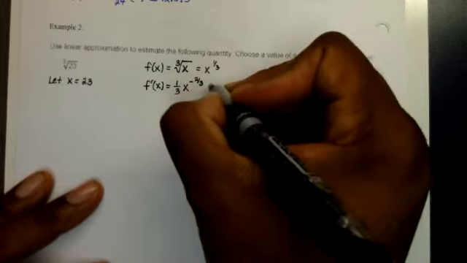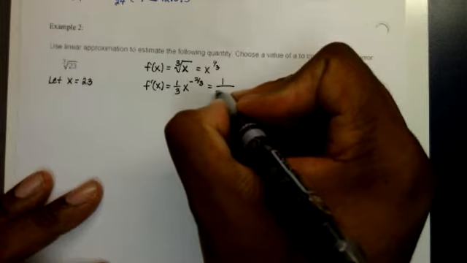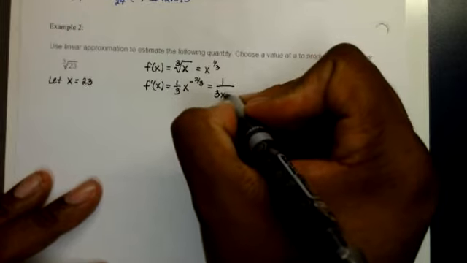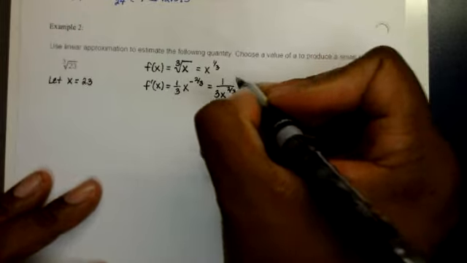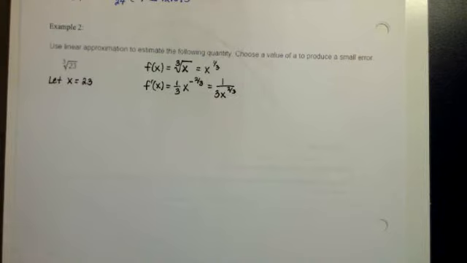All right, but I am going to rewrite this as 1/3 times x to the +2/3. I'm just going to put the x in the denominator and write the negative 2/3 as a positive exponent. Okay, so I have 1/3 x to the 2/3 for f prime of x.